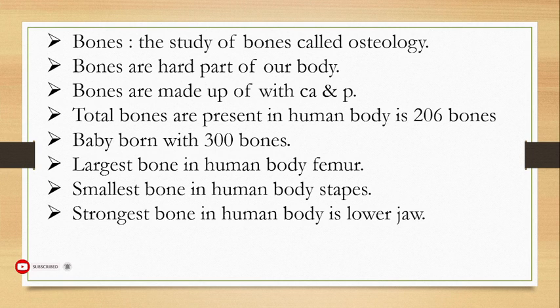The strongest bone in the human body is the lower jaw. If in the exam they ask which is the strongest bone in the human body, it's the lower jaw. The largest and longest bone is the femur, the smallest bone in the human body is the stapes, present in the middle ear, and the strongest bone in the human body is the lower jaw.